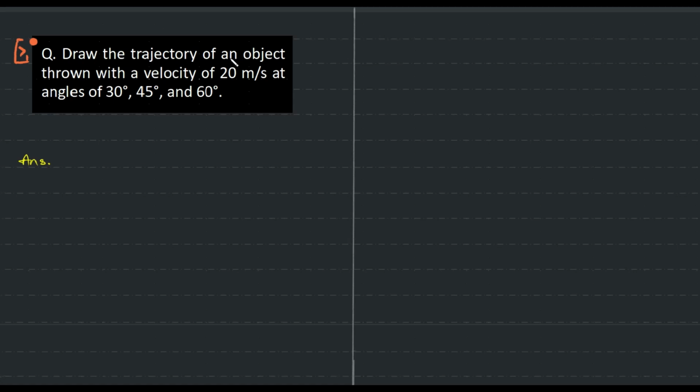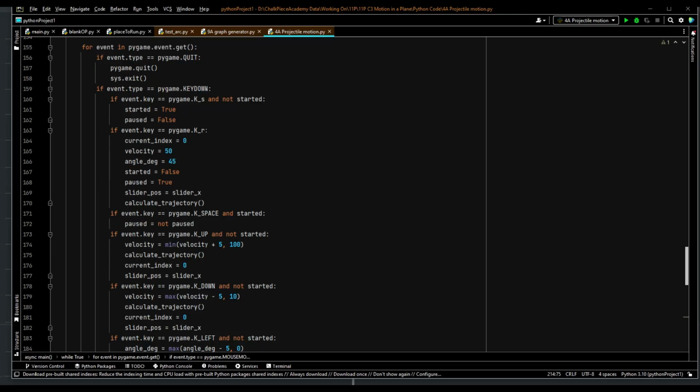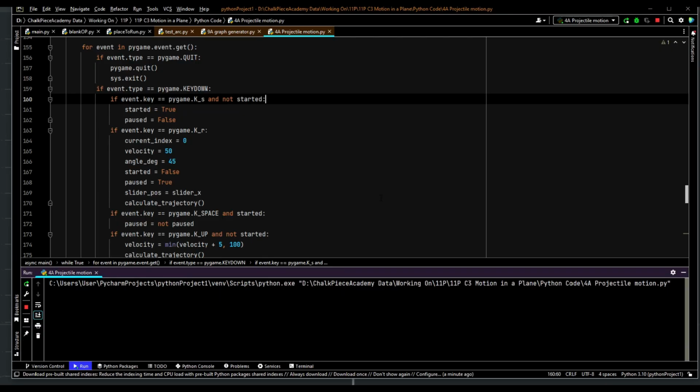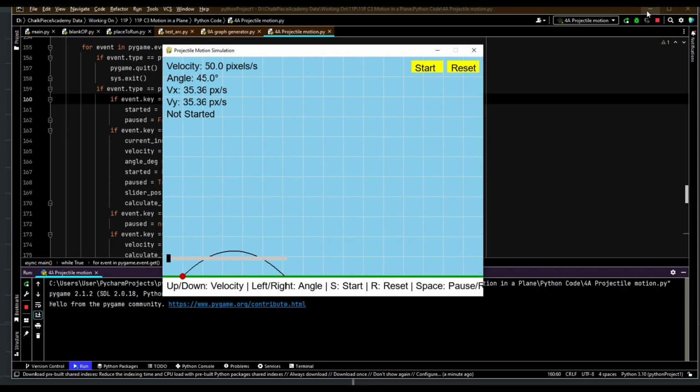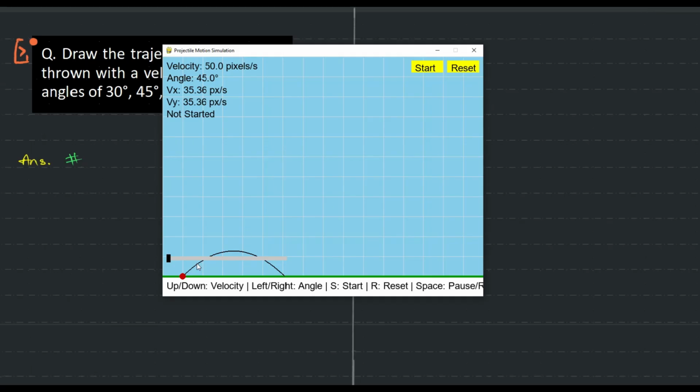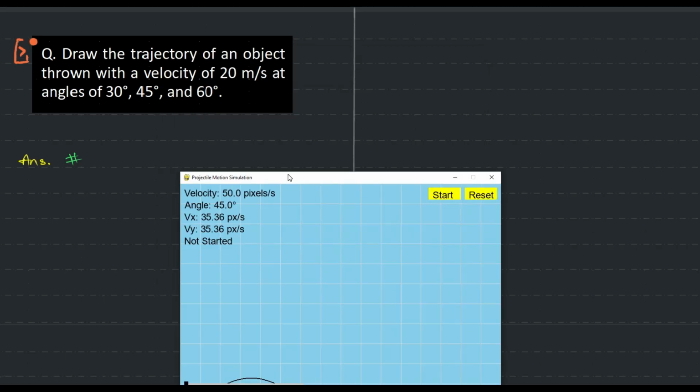Draw the trajectory of an object thrown with an initial velocity of 20 meter per second at an angle of 30 degree, 45 degree and 60 degree. Okay, so basically what we have to do is draw this in the same diagram. So we need to draw this, provided this is, what is this?